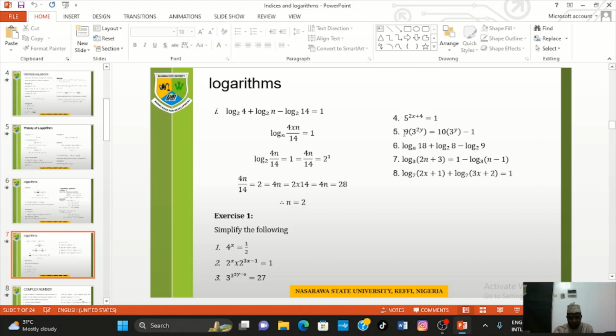5. 9 times (3 raised to the power of 2y) equals 10 times (3 raised to the power of y minus 1). Also, we have number 6, log 18 to base 2 plus log 8 to base 2 minus log 9 to base 2.